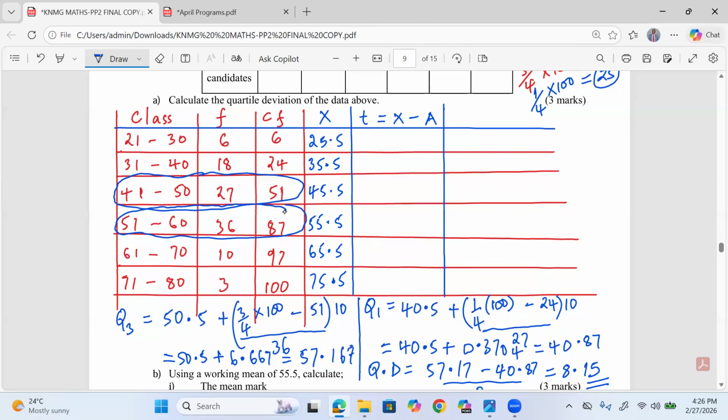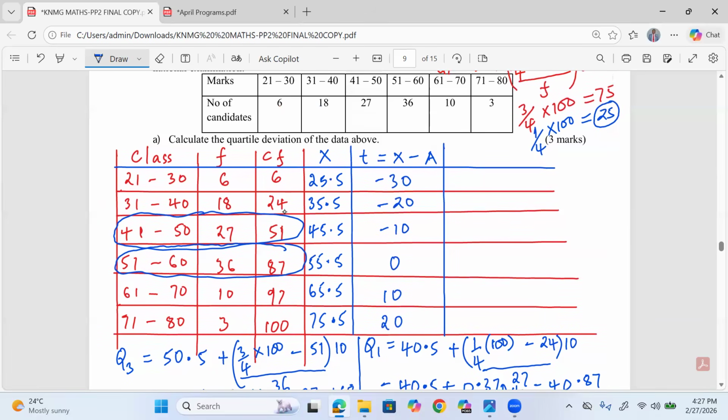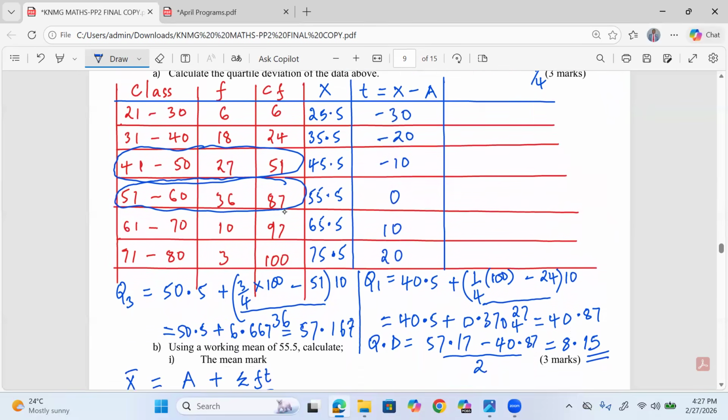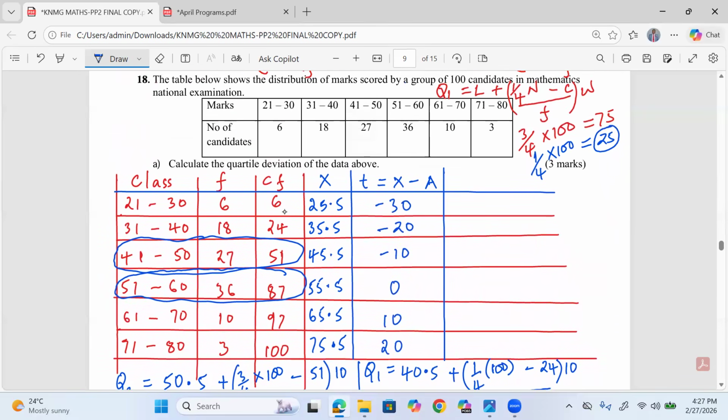So t, every t, the first t shall be, we take 25.5 and we subtract 55.5. This is going to be negative 30, negative 20, negative 10, then exactly 0, 10, 20. So that's how you get the deviations. Each of the midpoints minus the assumed mean, just as I said there.